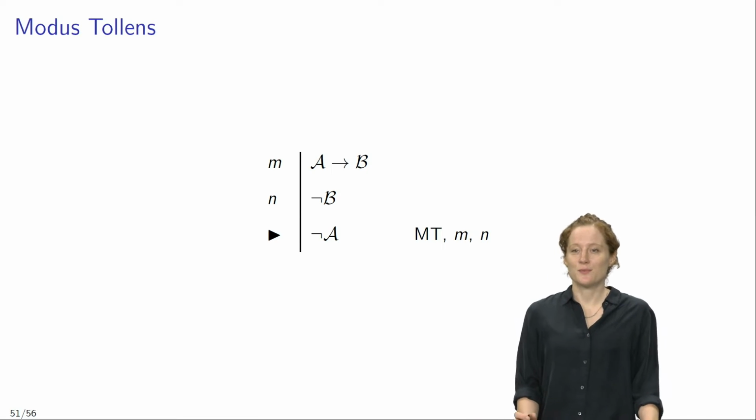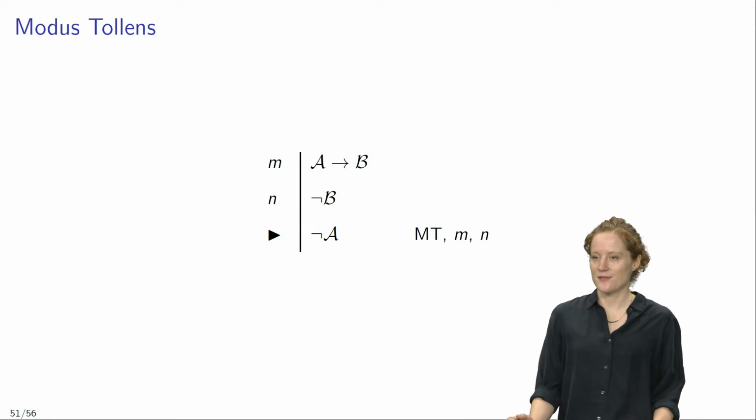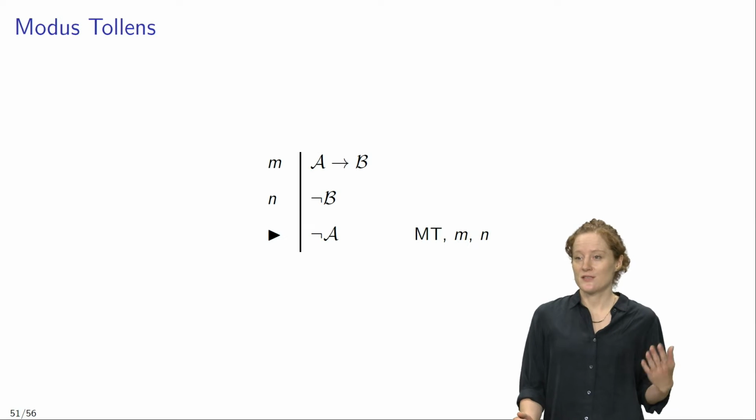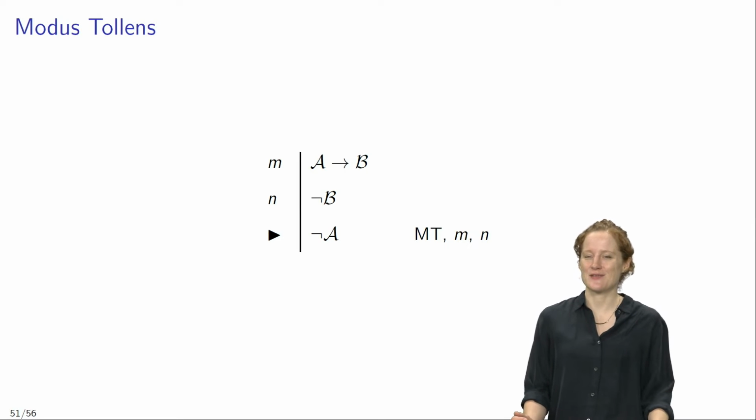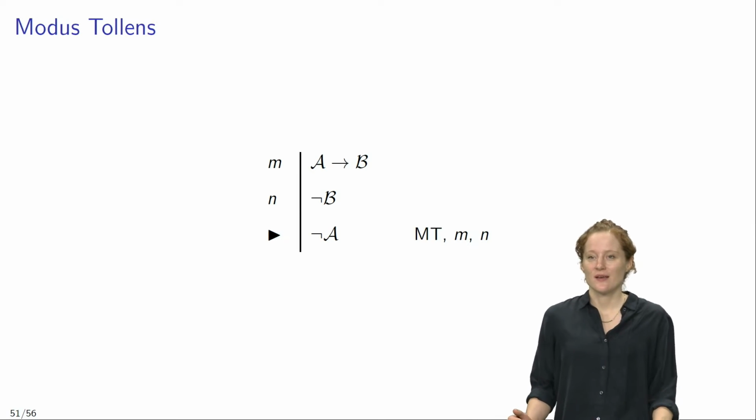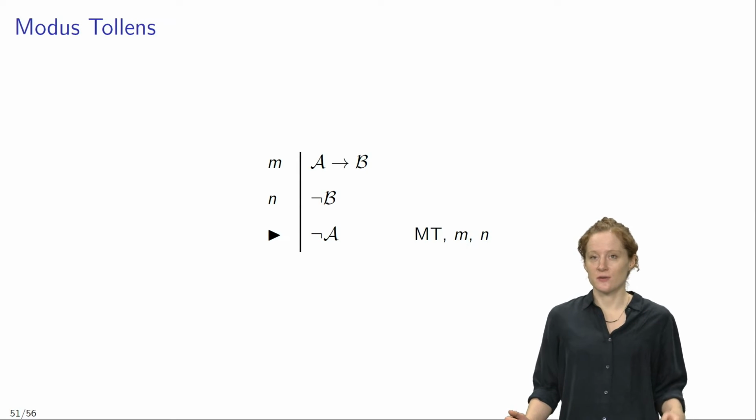I am not going to prove the remaining derived inference rules for you. We are going to leave that as an exercise to be done in class and in the problem sets. I'm simply going to tell you what these inference rules allow you to do. So here's the next one, modus tollens.